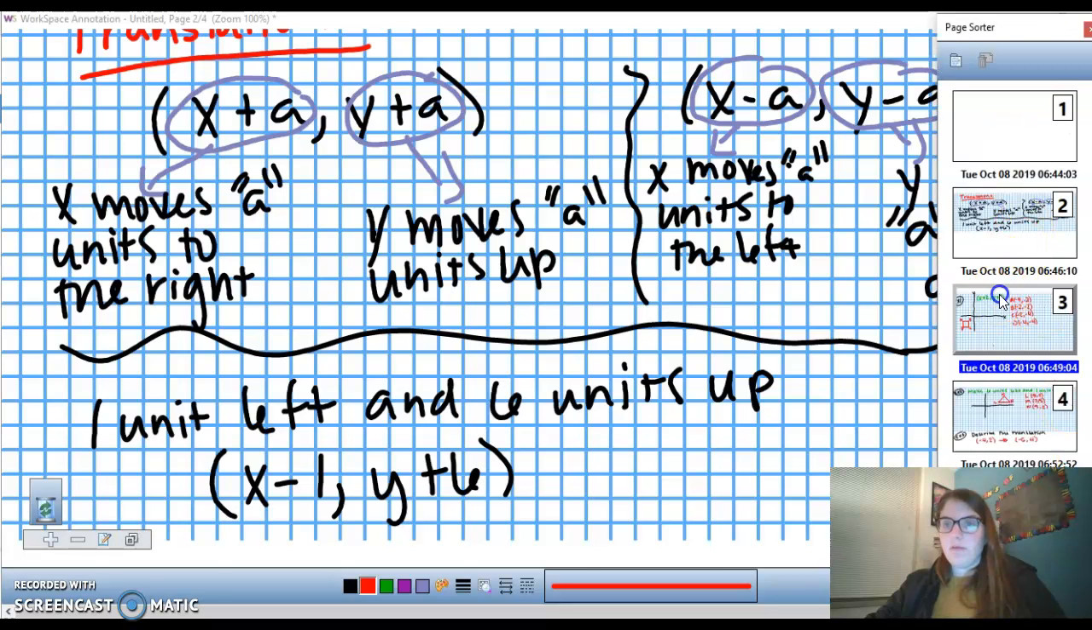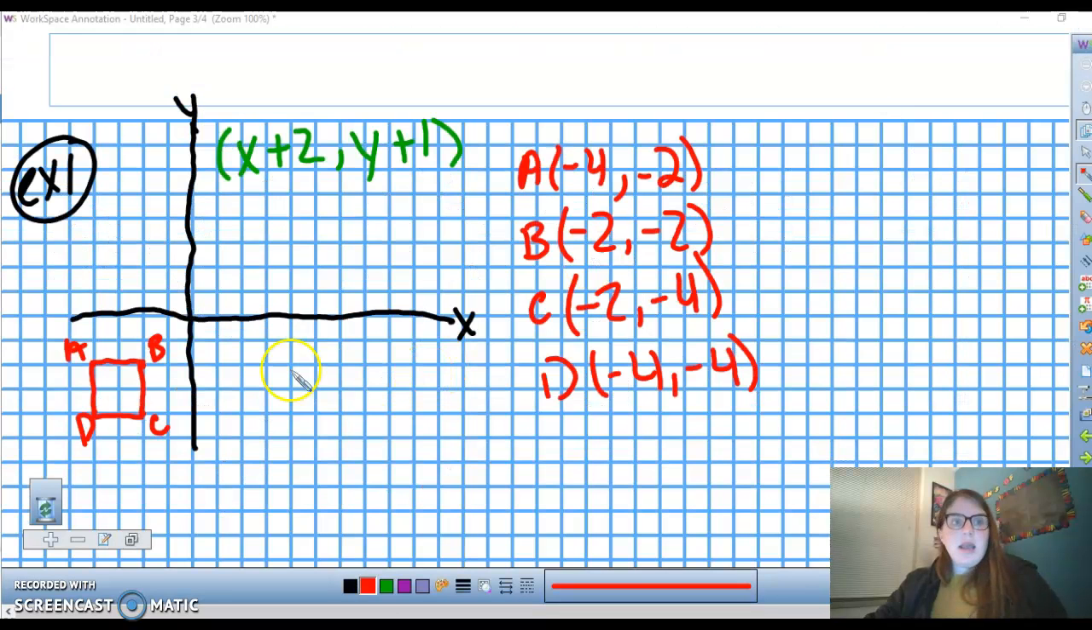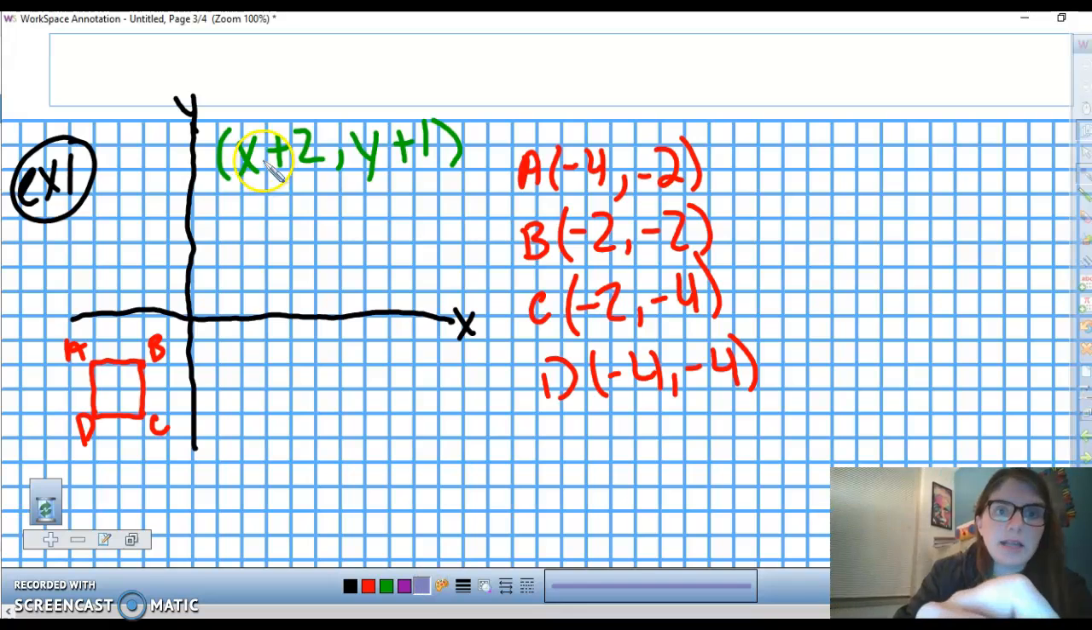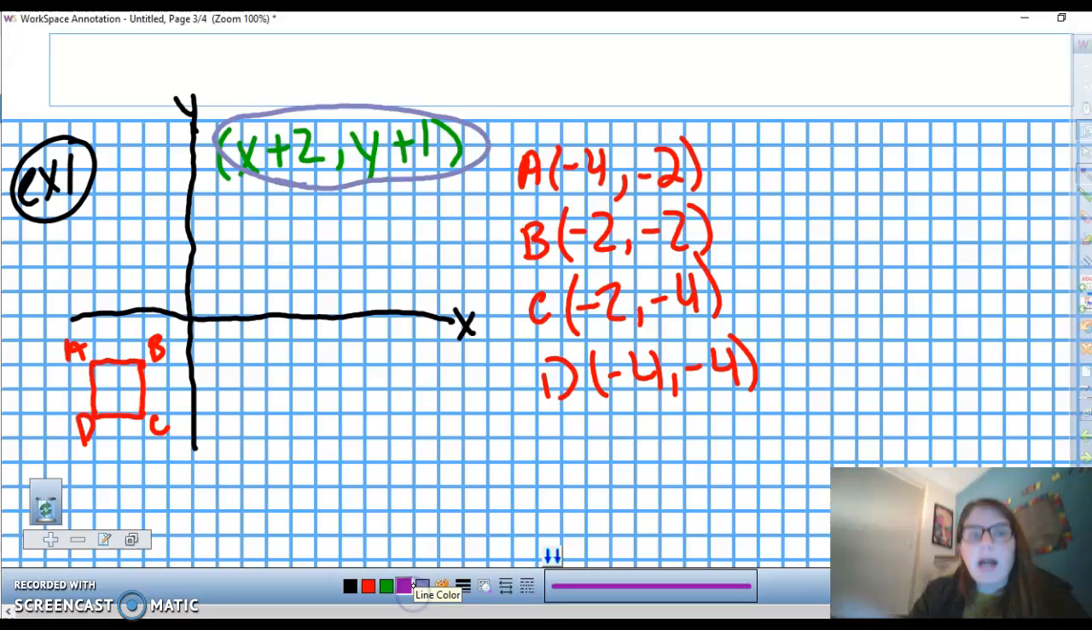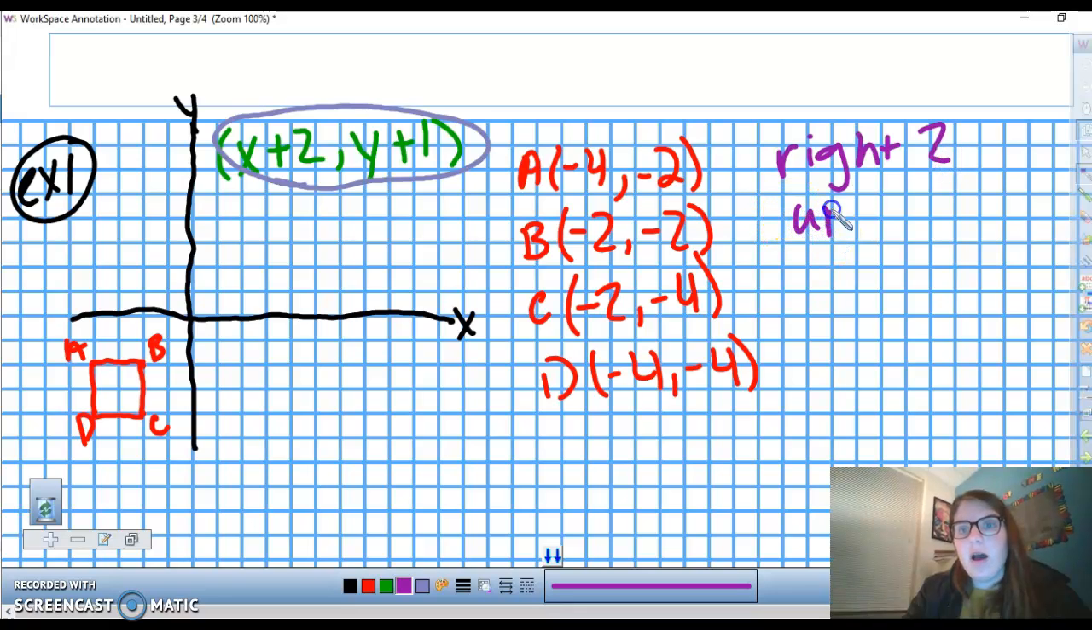Okay, so for our first example, I have a square, and it's A, B, C, and D. I went ahead and wrote the points over here. They want me to translate it x plus 2 and y plus 1. So I know that I'm going to move to the right 2, and I'm going to move up 1. So I'm going to take my figure and start with A. I'm going to move to the right 2 and up 1.